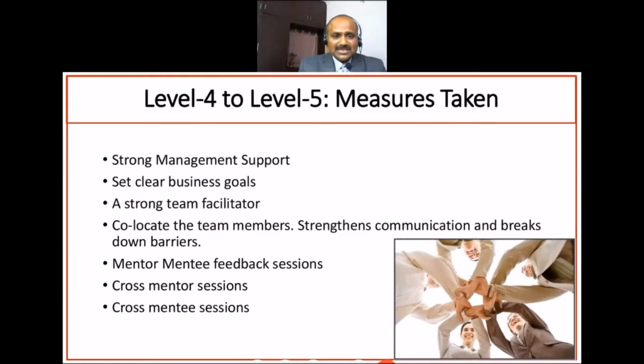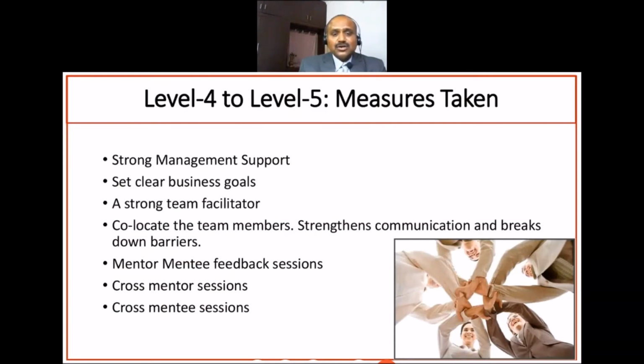The strong management support, setting up clear business goals, and we need a strong coach, a person who is on the ground, and co-locating the team members. It strengthens the communication and breaks the barriers. And certain times we hold mentor-mentee feedback sessions. Certain times we follow a 360-degree approach, wherein without the presence of the mentor, we call mentees and ask for feedback, and we will not disclose the name of the person who provided the feedback, but we collate the feedback and provide it to the mentor.